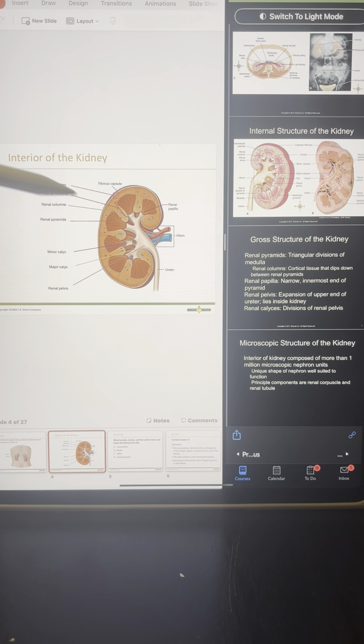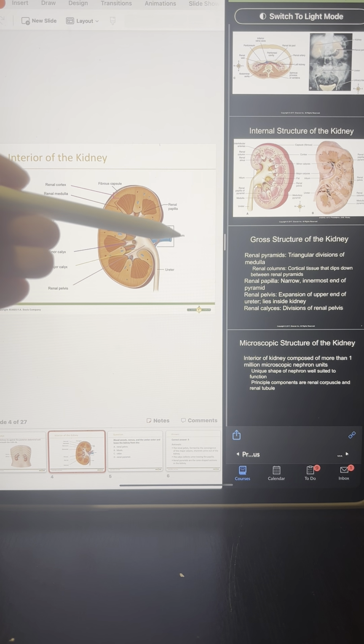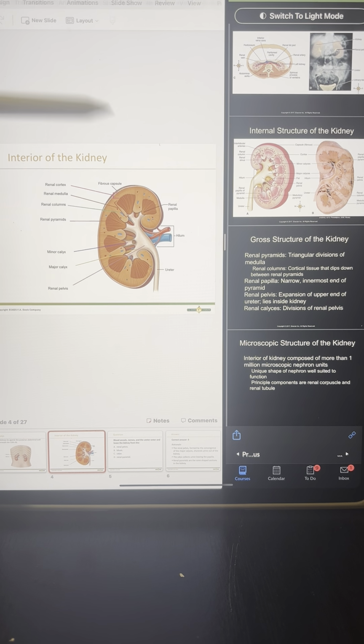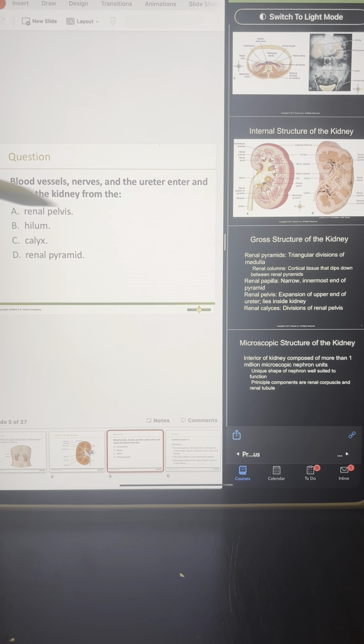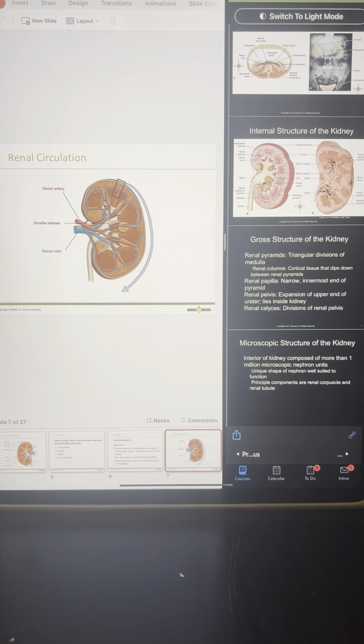Well, let me go through that. You have a renal artery, and then you have a renal vein. This little slit right here, because you see it looks like a bean, this slit is actually known as your hilum, and this is where your artery and your vein enter, and nerves as well. Your renal circulation: for the whole thing, your renal artery comes in, oxygenates, gives nutrients, all of that good stuff, and then comes out your renal vein.